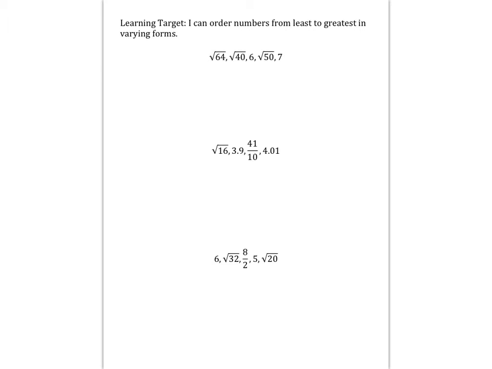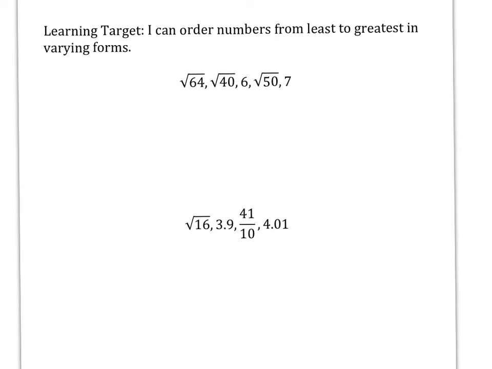Hello, and today's learning target is I can order numbers from least to greatest in varying forms. Let's take a look at the first example. So here I see the square root of 64, the square root of 40, 6, the square root of 50, and 7. So again, I need to order these from least to greatest. So let's figure out some of the square roots that we can.